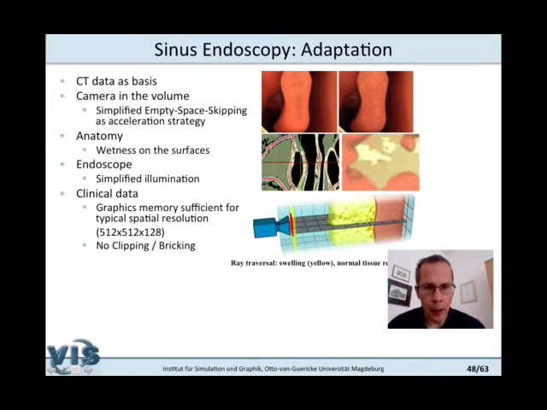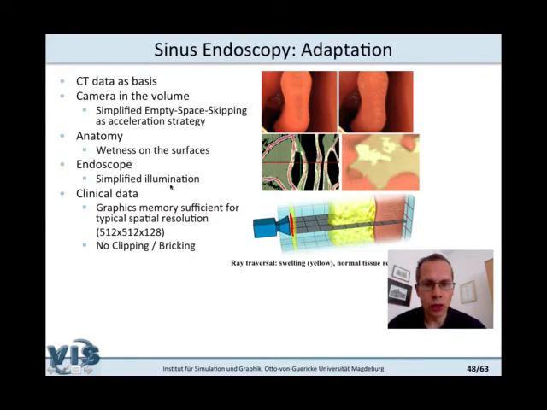Here we see a CT slice with overlaid segmented structures. Black means there is air, so that is a situation which is healthy, whereas here we see another part of the nasal cavity. If this would be healthy, it would look black as well, but you see it's far from black, so here we have an extended swelling. Wetness on the surfaces was simulated.